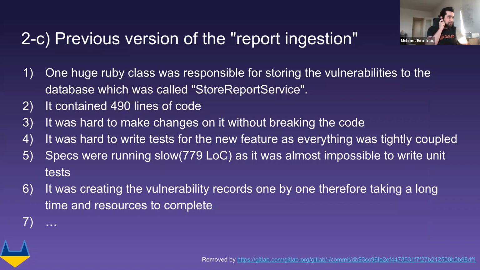And for the previous version of the report ingestion, we had one Ruby class called store report service. It contained 490 lines of code, and everything was highly coupled. It was hard to make changes because when you touched one place, it broke another place which was completely unrelated. It was also really hard to test because everything was coupled. Writing a unit test in isolation was impossible, so your test basically had to run all the logic in that class to test maybe a small addition.